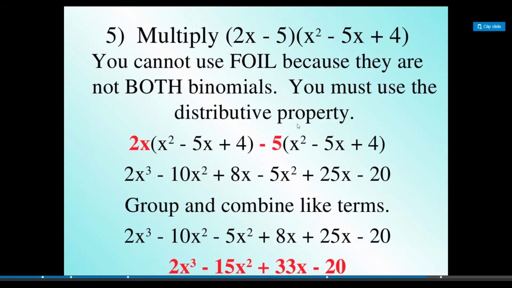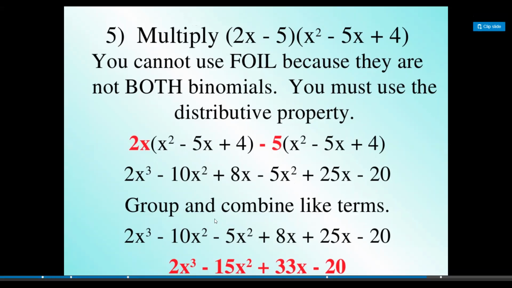So you must use the distributive property, that is, 2x multiplies the whole thing and minus 5 multiplies the whole thing. So you multiply 2x into x squared, 2x cubed. 2x into minus 5x is minus 10x squared, 2x into plus 4 is 8x. Minus 5 into x squared is minus 5x squared, minus 5 into minus 5x is plus 25x, minus 5 into plus 4 is minus 20.